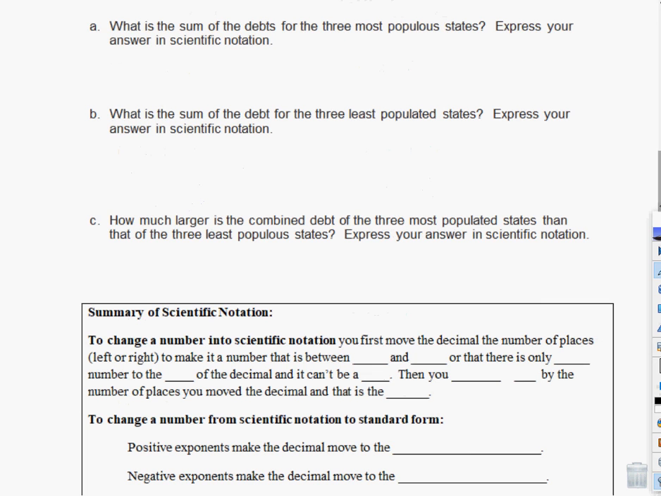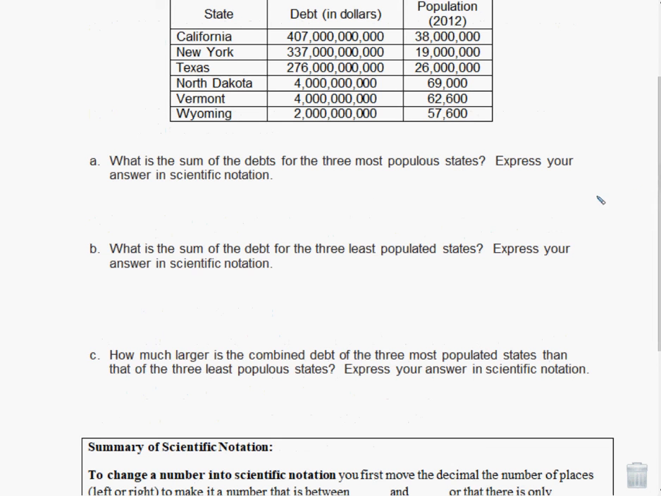Let's see what this is. So you're just using this chart to write things in scientific notation.